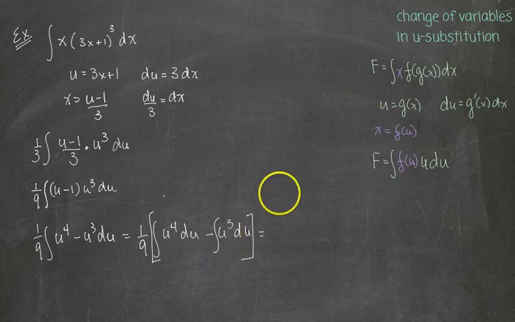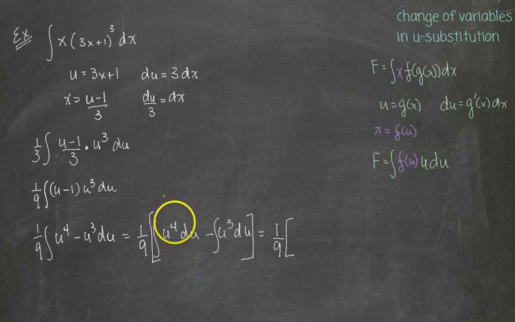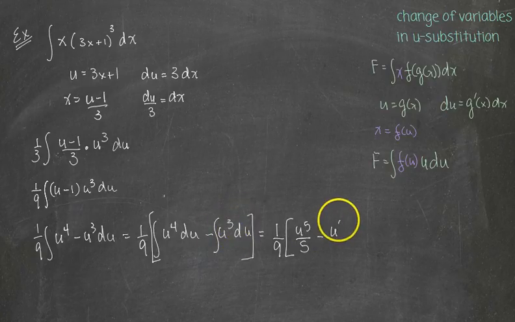And now let's go ahead and just find the antiderivative. 1/9, well, this is u to the 4 plus 1, so that's u to the 5th divided by 5, minus u to the 4th divided by 4, and that would have to have a plus c attached to it. Now at this stage of the game, I have to make some decisions.